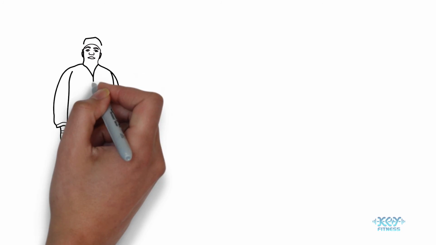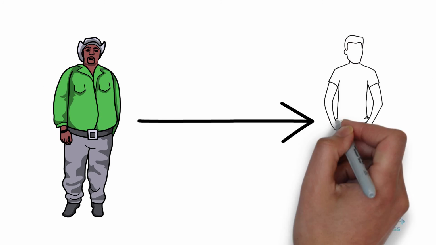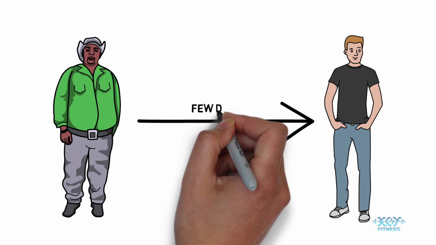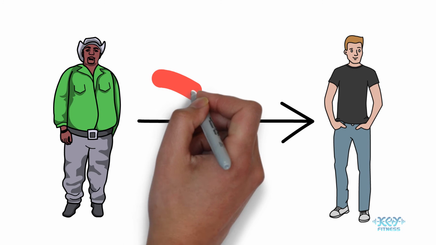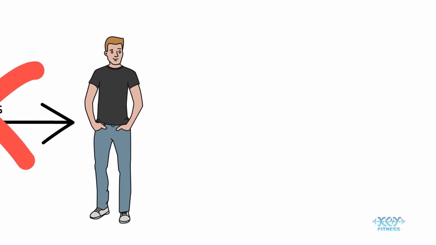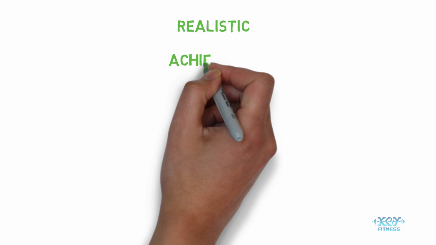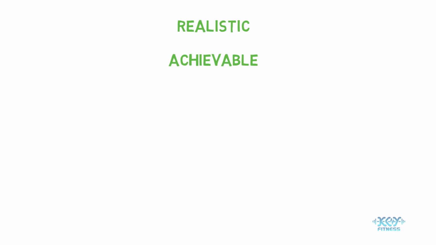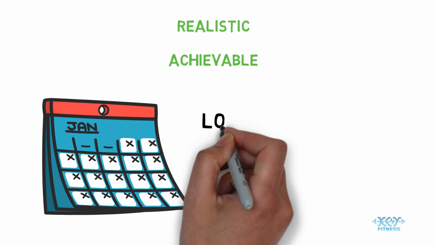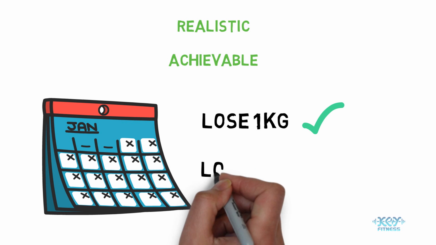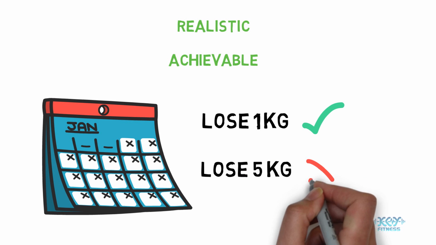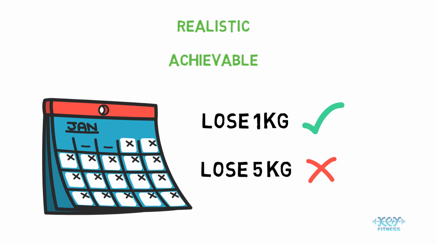Before going to the next section, I would like to emphasize again that losing weight is not something that can be achieved within a few days. It requires persistence. Hence, I hope you are setting a realistic and achievable weight loss goal within a reasonable time. For example, losing 1 kg within a month is workable, but losing 5 kg per month is unrealistic.